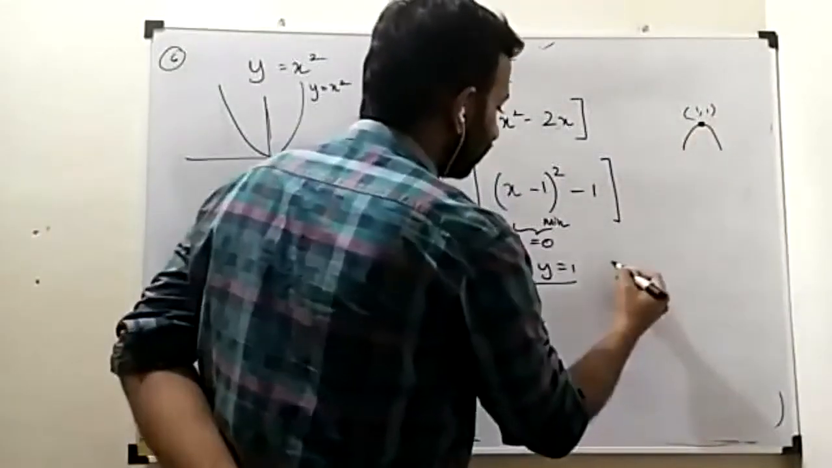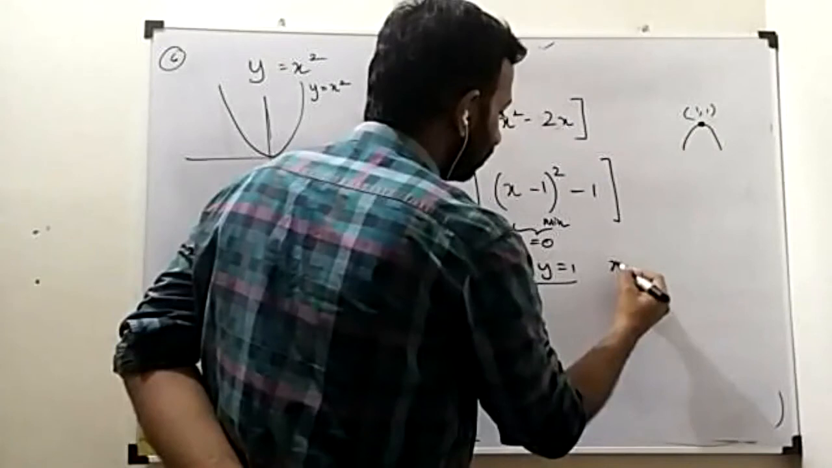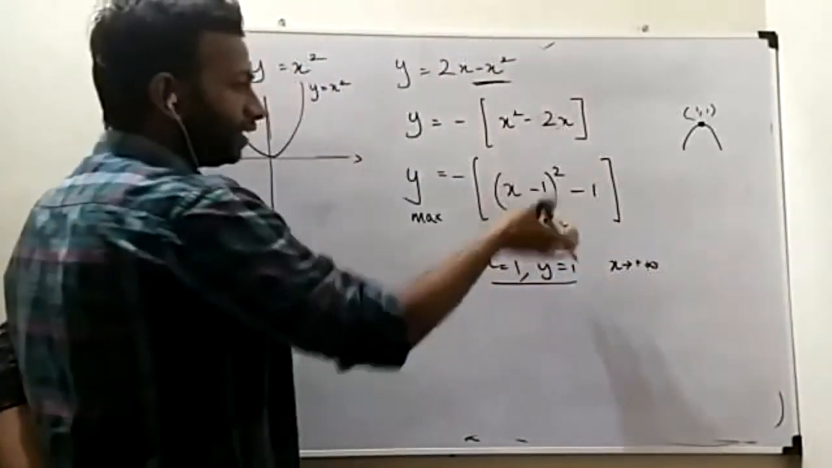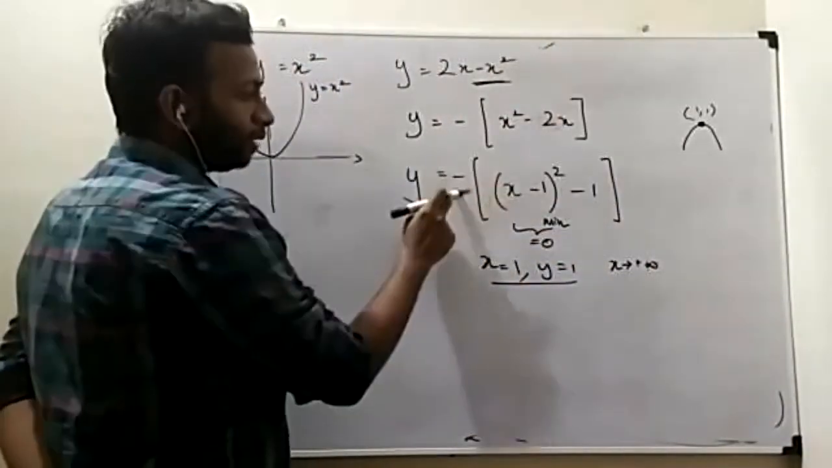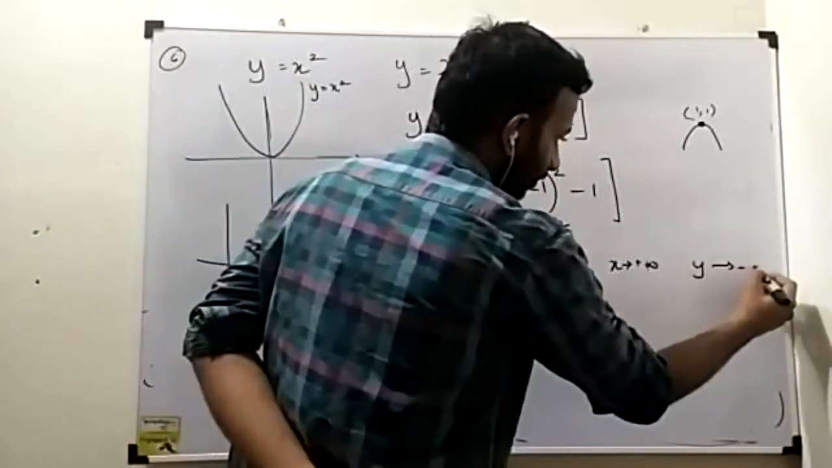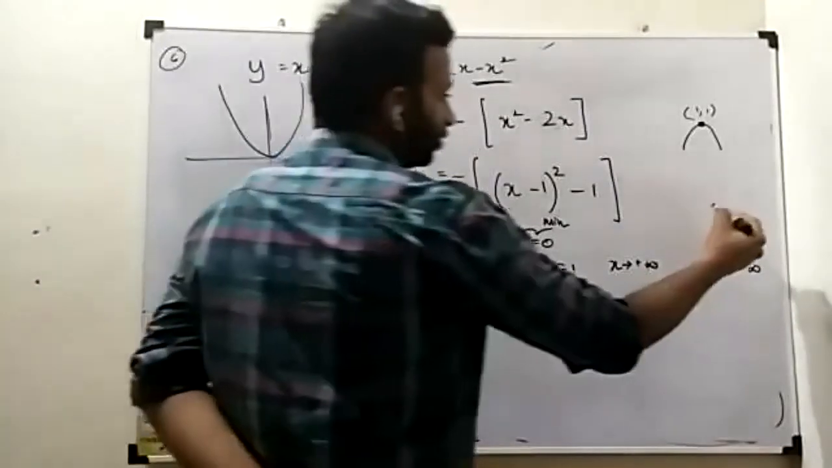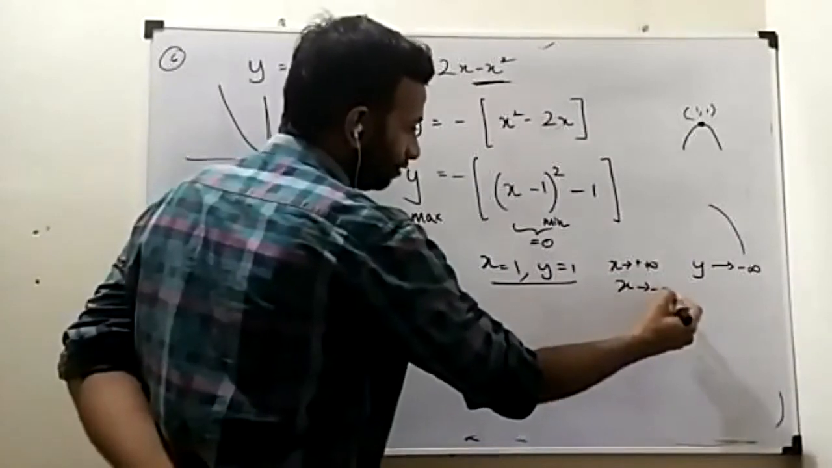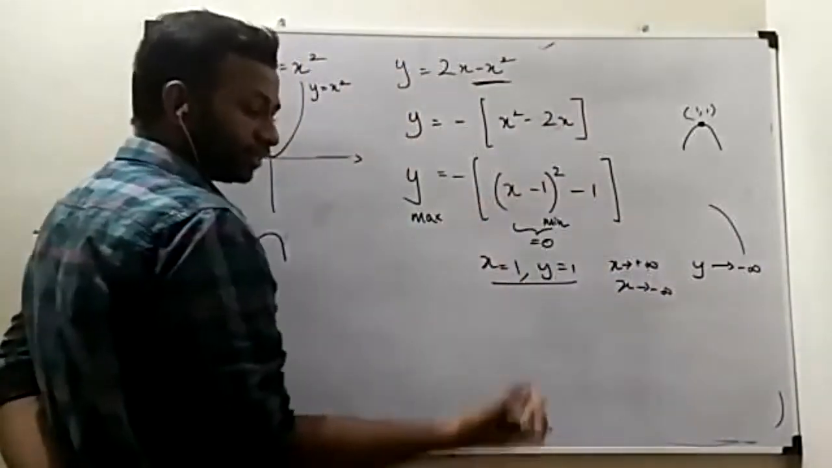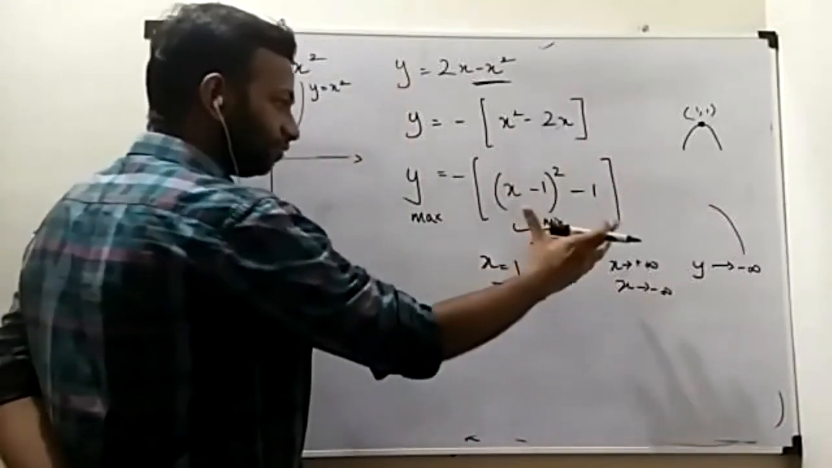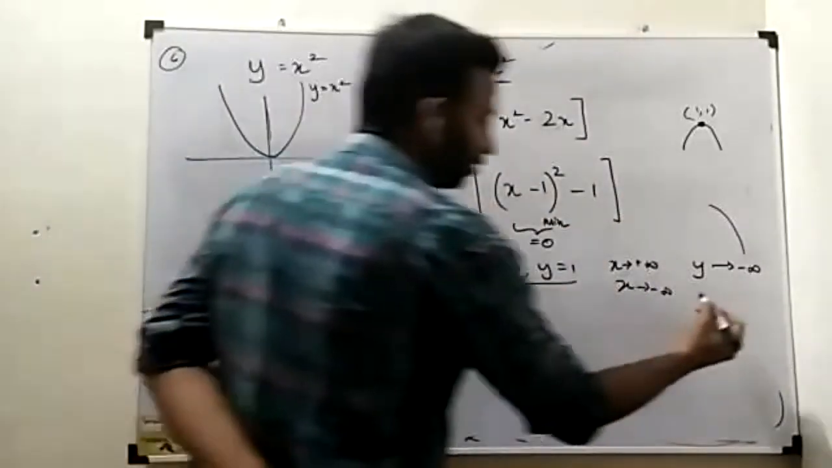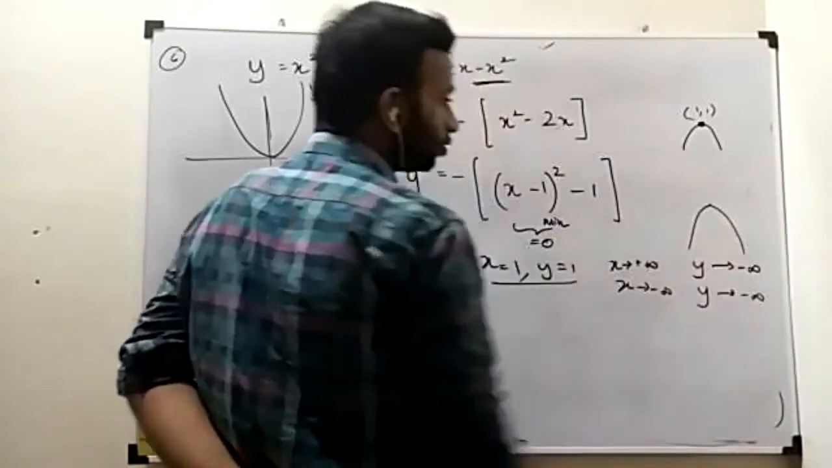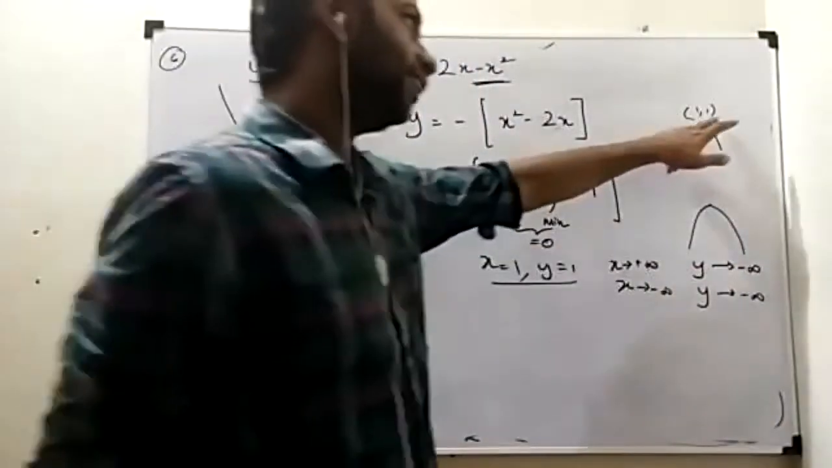Actually, for the maximum graph, when x tends to plus infinity, where does y go? Plus infinity, this whole thing multiplied by minus, y tends to minus infinity. When x tends to minus infinity, minus square will be plus, that is infinity squared, that is also infinity, and the whole thing by minus will be minus infinity. So y also goes to minus infinity. It is a maximum graph. The maximum point is 1 and 1.